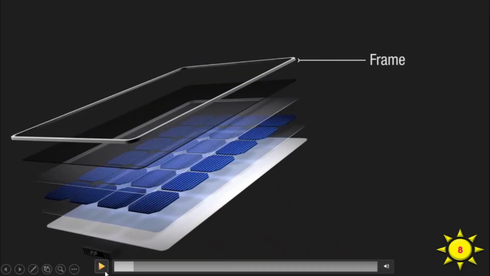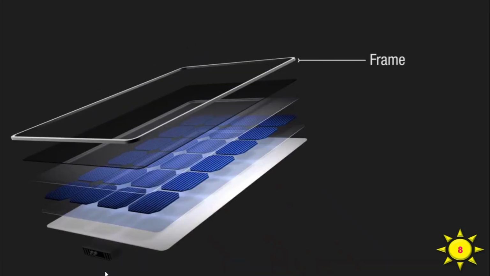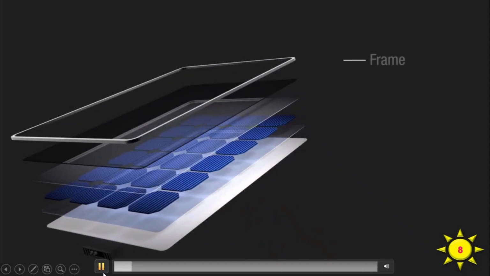The first layer is known as the frame layer. Its structure is usually made of aluminum, and its role is to provide the panel with mechanical strength. Next, we'll cover each layer's function. First, the aluminum frame provides mechanical strength, protection, and mounting support.